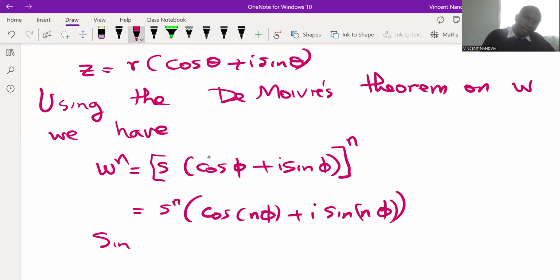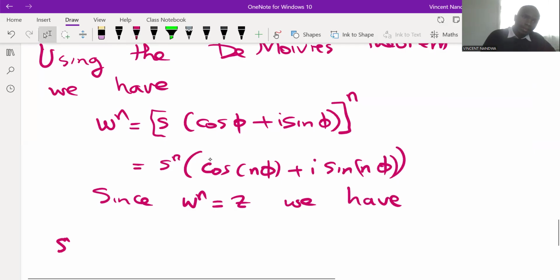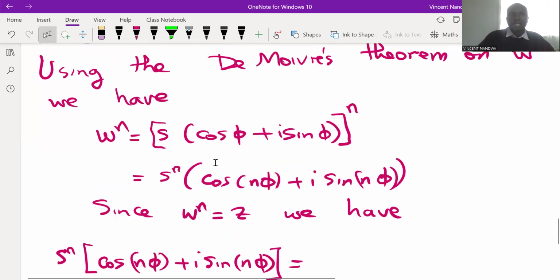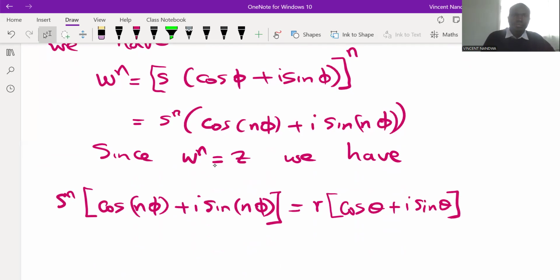And since w^n = z, then we have that s^n (cos nφ + i sin nφ) will be given by z, which is given by r (cos θ + i sin θ). So that result should be true.